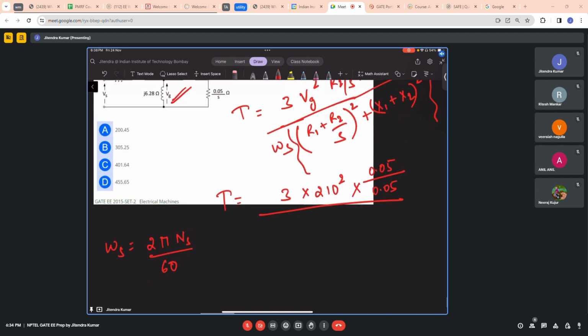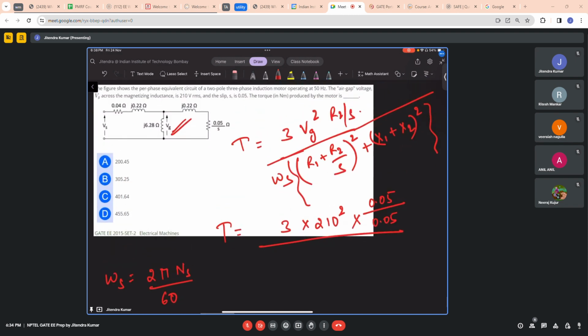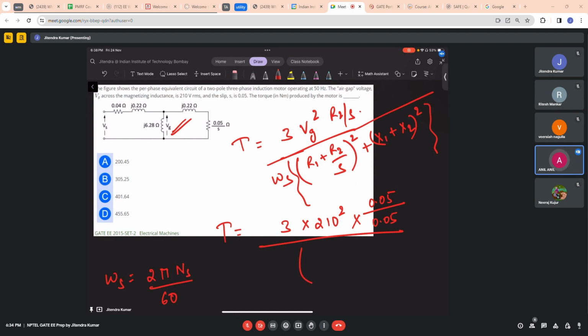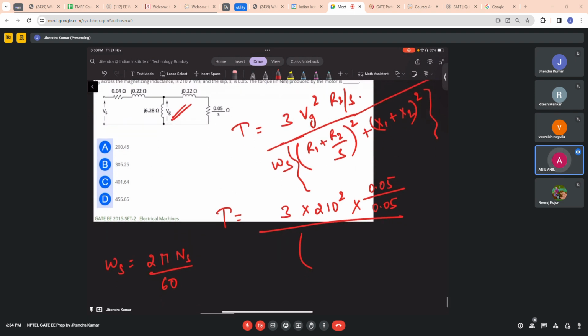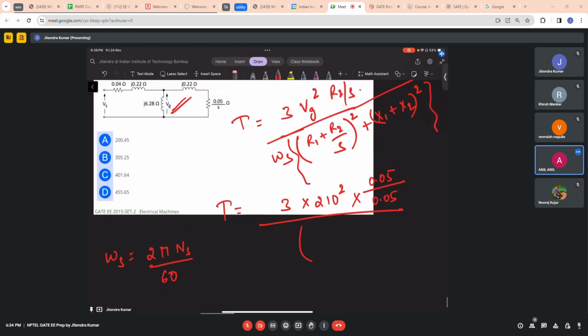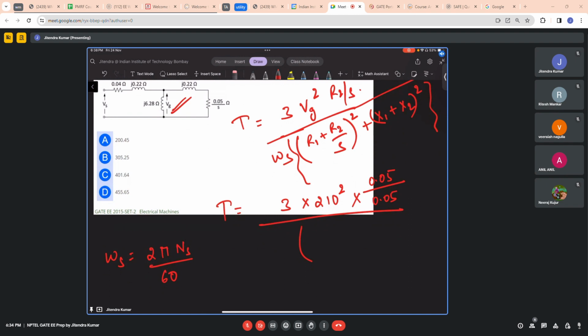Omega S value will be how much? So here we need to calculate omega S. From the expression, NS equal to 120 F by P. Exactly. So how much is that value?